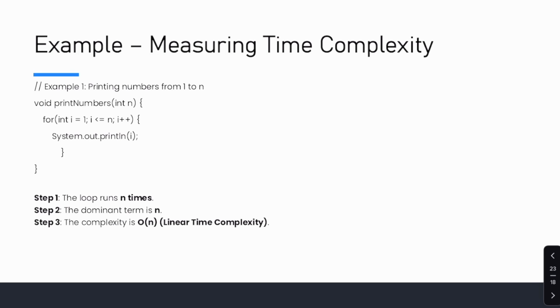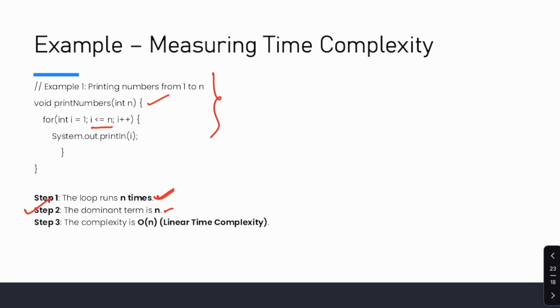Check this function, which prints the numbers from 1 to n. We take an input, integer n, for i equal to 1, while i is less than or equal to n, and i is incremented by 1. In the first step, the loop runs n times. We check how many operations the function is going to perform, so the loop runs n times. This is the first step. In the second step, we have to check which is the dominant term. In this case, the dominant term is n.